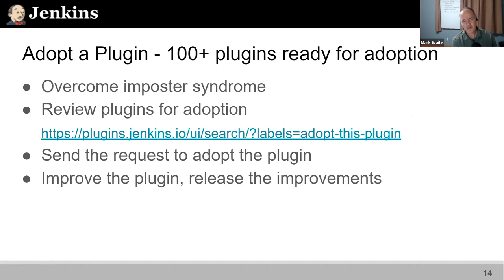Now, my motivation today is to try to persuade you to adopt a plugin. And adopting a plugin is a process that the Jenkins project uses to allow people to maintain plugins across the world. So what we've got here is individual maintainers, one or two or sometimes three, who care for an individual plugin. And those maintainers release the plugin, they update it to use new versions, et cetera. Well, one of the things we need is more maintainers because we've got over 100 plugins that are ready to be adopted. Now, first challenge is we need to overcome your sense of imposter syndrome.